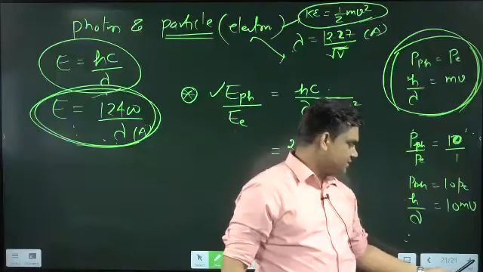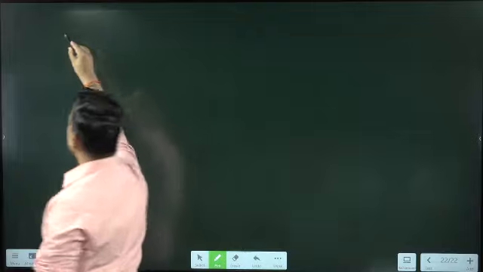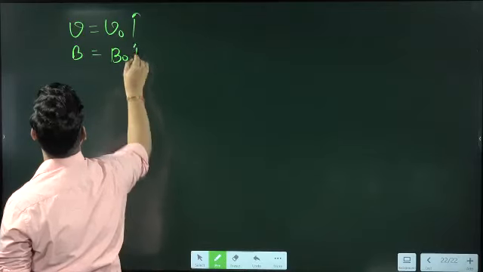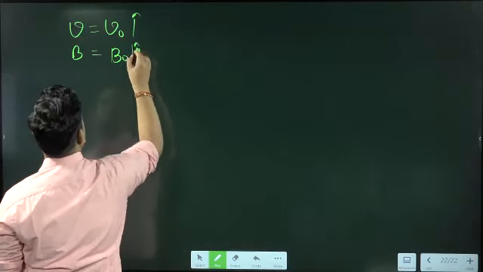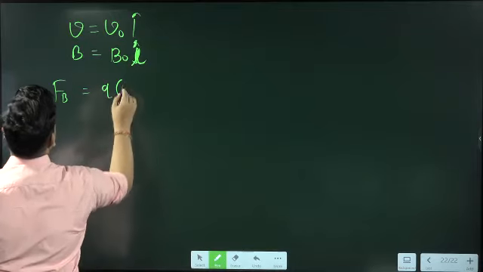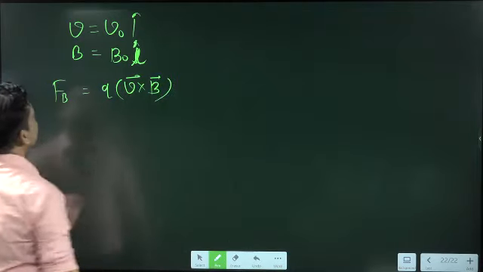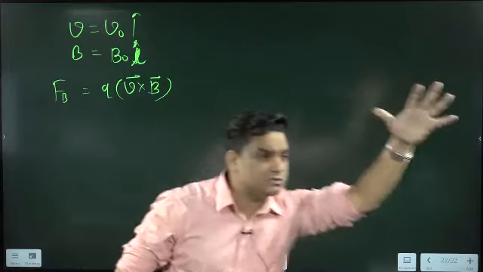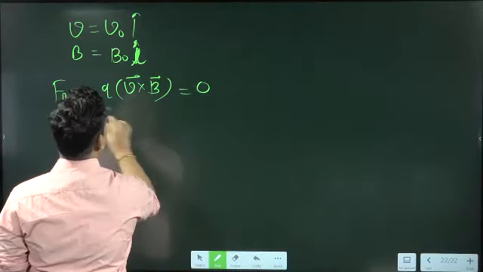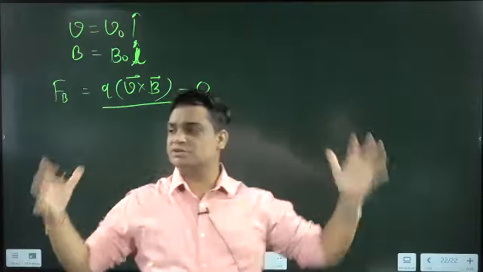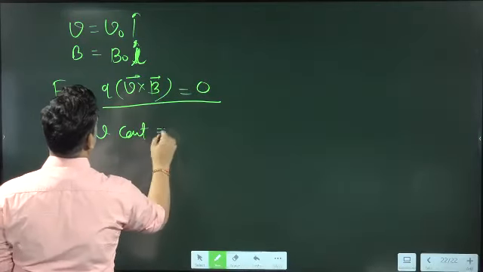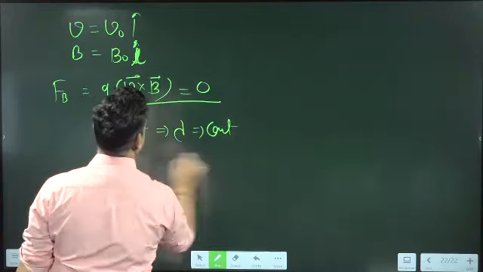Okay, so listen. If I say here velocity V equal to V naught i, and B equal to, suppose, B naught into j or B naught into i, I and j both I will take here. So basically in this one, if I find force of magnetism, that is q V cross B. So q V cross B, V cross B will be how much? In this one both are parallel, so answer is zero. And if force is zero, then no acceleration. No force means velocity will not change. And if velocity will not change, ultimately velocity V is constant. And if V is constant, then your lambda will be constant. Clear?